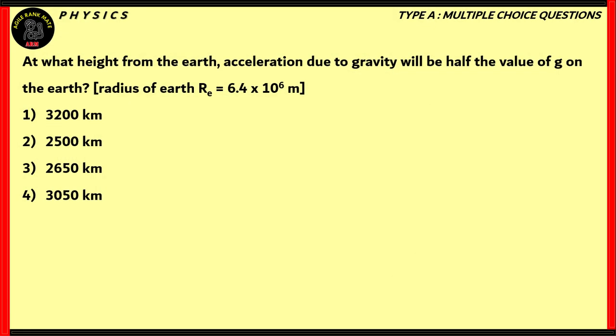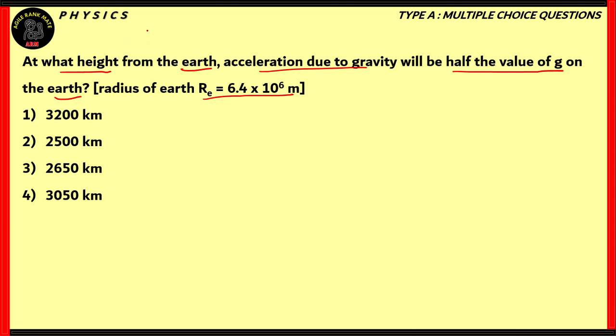Now, let's move on to the next question. At what height from the Earth, acceleration due to gravity will be half the value of g on the Earth? You are told to consider the radius of the Earth as 6.4 into 10 raised to 6 meters per second. So, how do we solve this question?